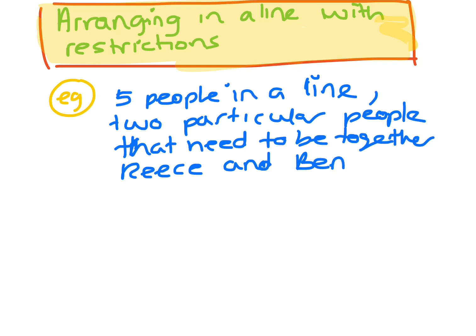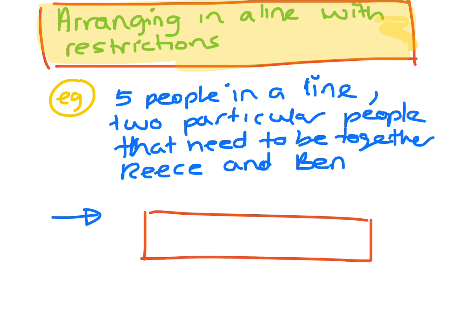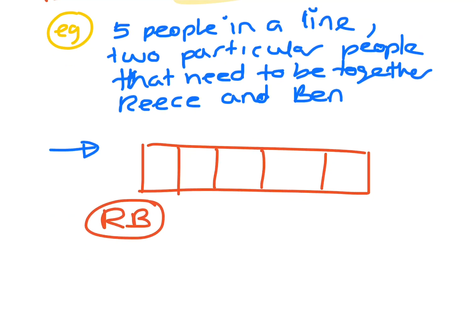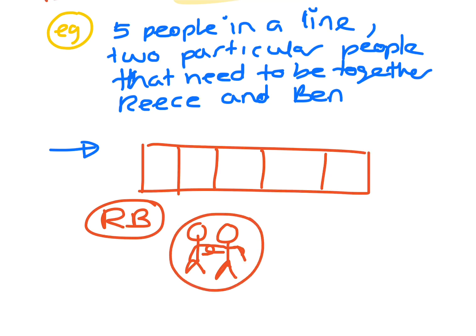All right, so let's have a look at this. If I had 5 people and we were putting them in a line, you would have 5 choices like this. But if you put Reese and Ben together, you treat them as one unit. Say you hook their arms together so that they're together. You treat them as one. Now, you could have Reese Ben or you could have Ben Reese.